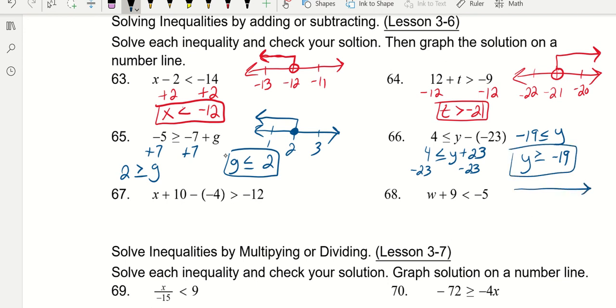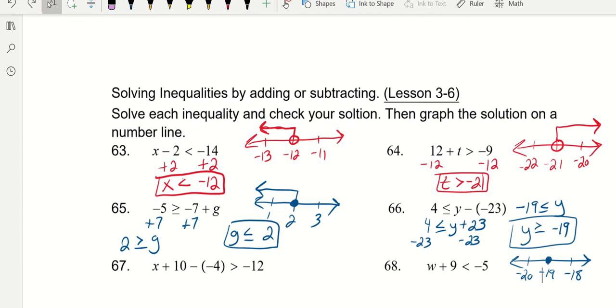On the number line, it looks like this. Negative 19. This is negative 18. This is negative 20. Open or close circle at negative 19? Close circle. Do we shade left or right? Greater than, we're going to shade to the right. To the right there.